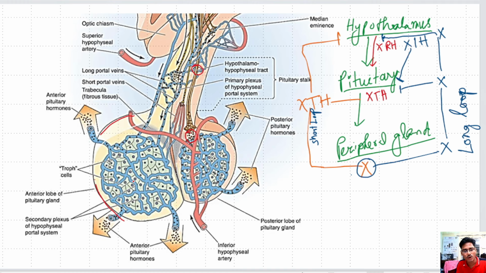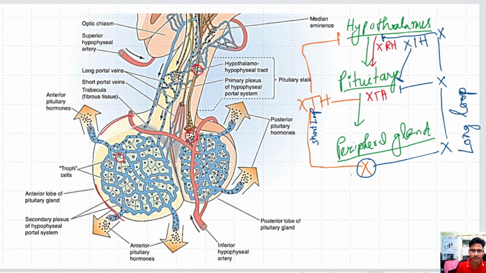In the anterior pituitary there are different kinds of cells, like trop cells. This is the anterior lobe of the pituitary, and this is the secondary plexus or hypophyseal portal system. In the body there are two types of portal systems, which we see in physiology classes. One is the liver and digestive tract related portal system, and the other is the hypophyseal portal system.